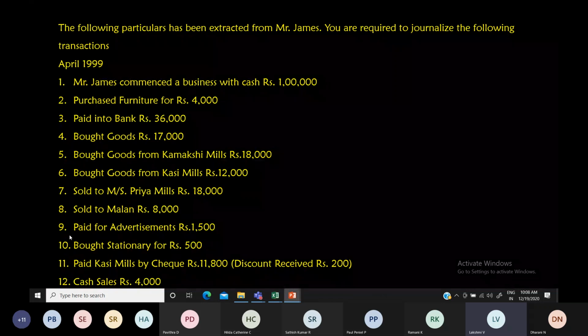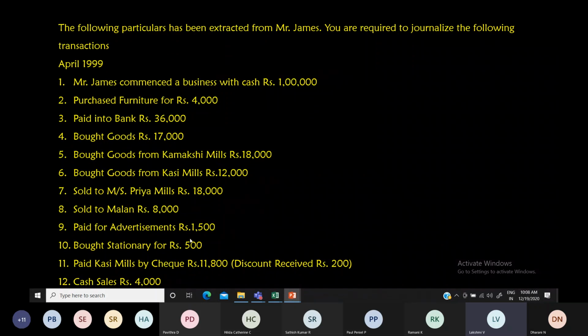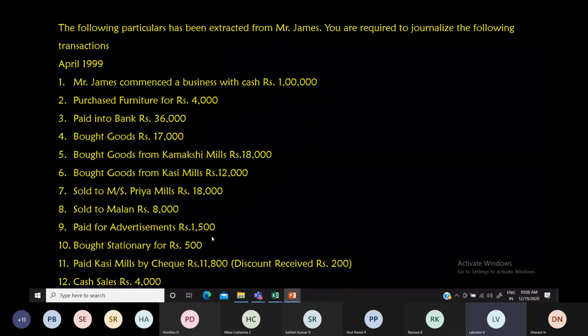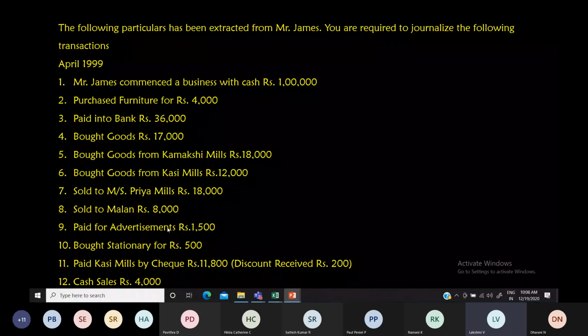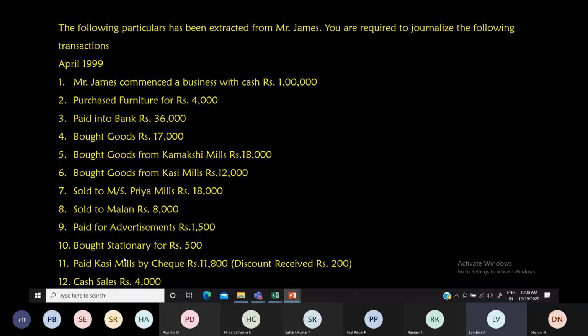And moving to the next one. So 9th, if you see, paid for advertisement rupees 1,500. So advertisement is considered an expenditure. Advertisement will come under the nominal account. All kinds of expenditures, whatever payment you make: advertisement, postage, stationery, stamps, carriage. Carriage means goods are transported from one point to another, from their factory to the customer's point. Like that, any kind of expenditure they have to make payment for. So all these will come under the nominal account only.